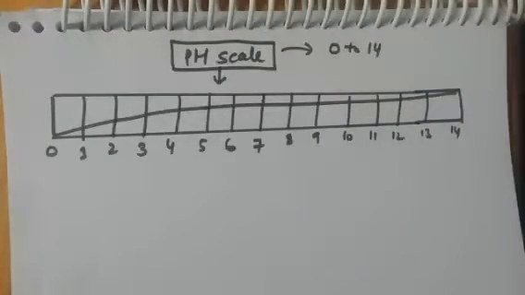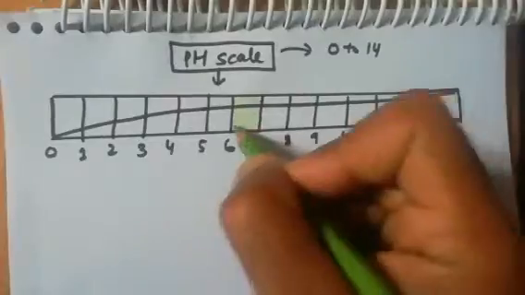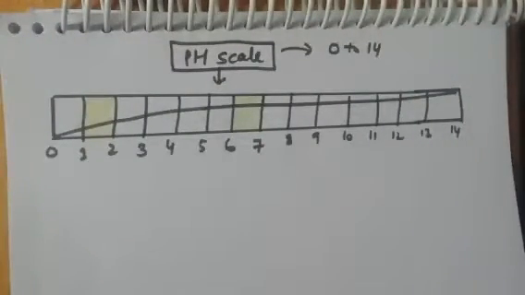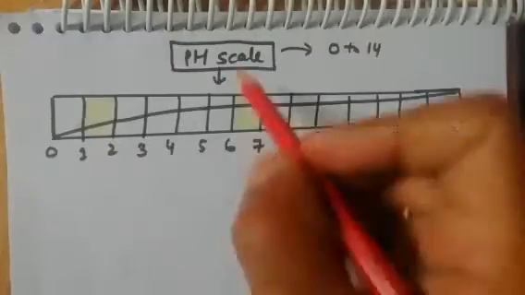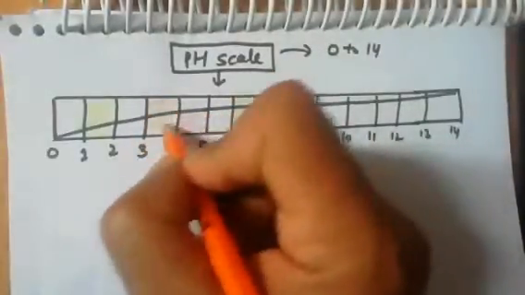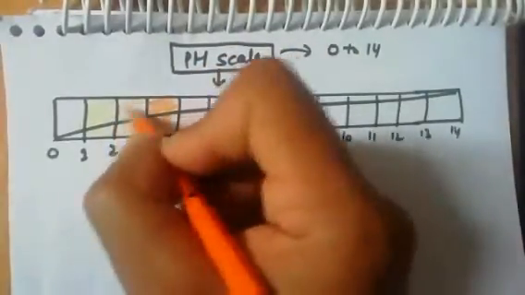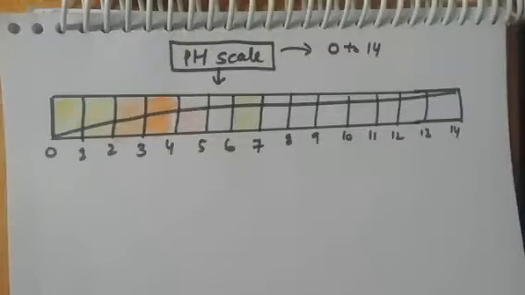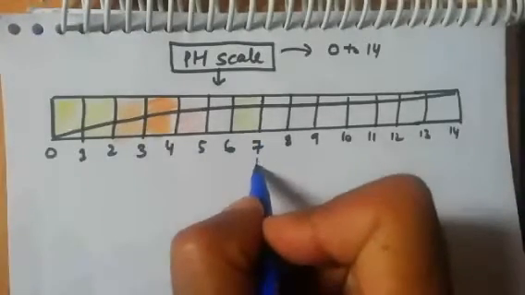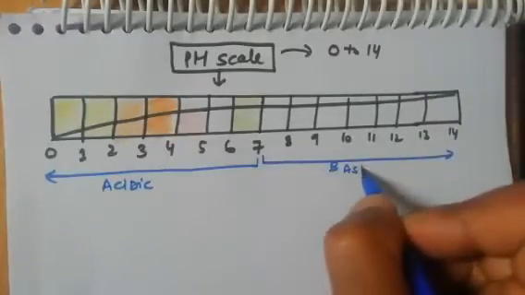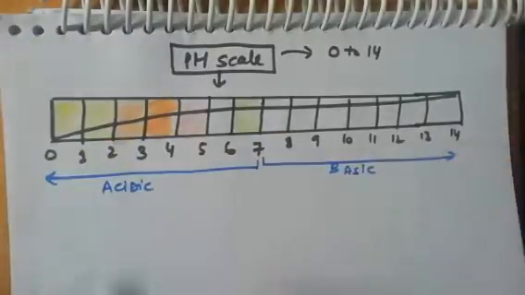All those values which are below 7, less than 7, I am going to represent in different colors. So all the values which are less than 7 from here are known as acidic, and the values which are more than 7 are known as basic. Now which substance is more acidic and which substance is more basic, that we can calculate.